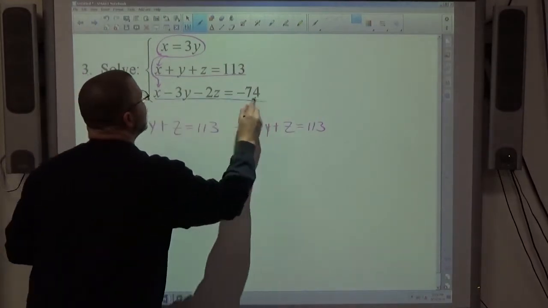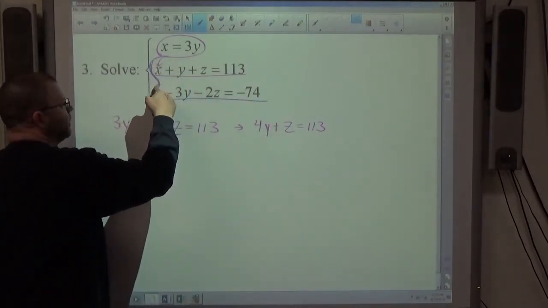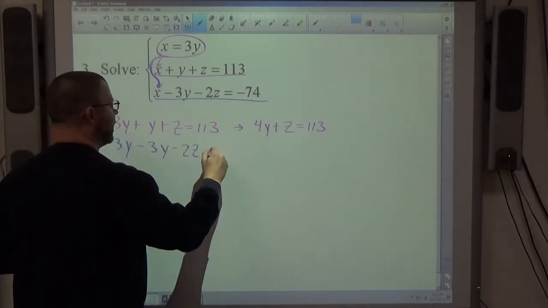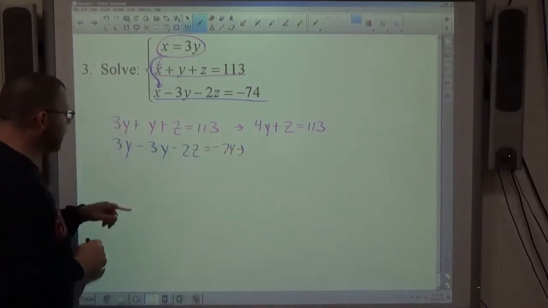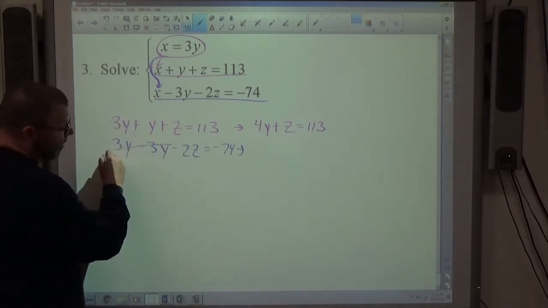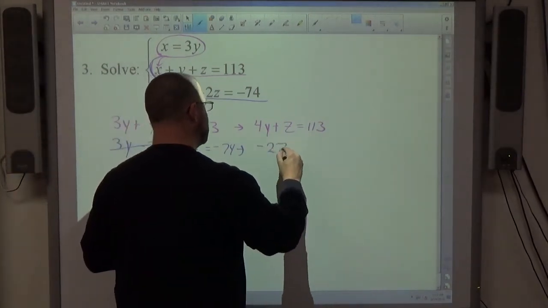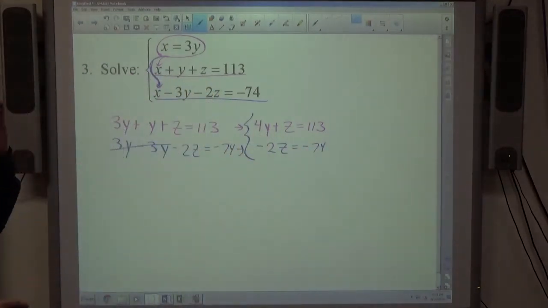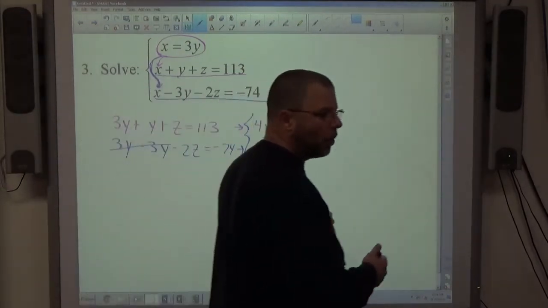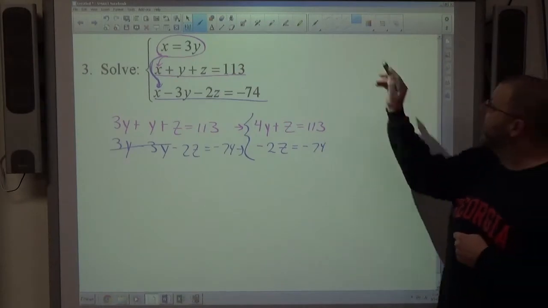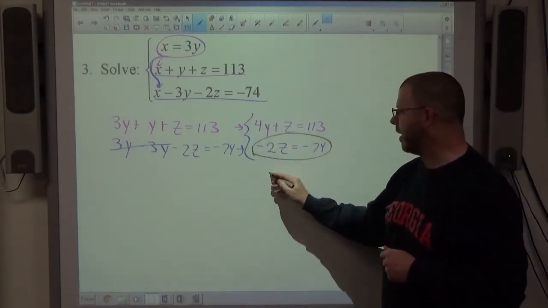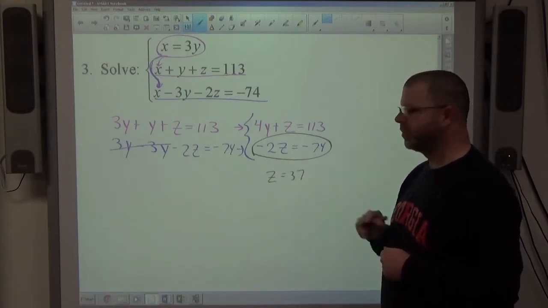This equation here, if I change x into 3y, gets me 3y minus 2z is equal to negative 74. Combining like terms, 3y minus 3y just happens to cancel. I'm left with negative 2z is equal to negative 74. Now, once I've gotten to this point, I'm down to a system of 2 equations with 2 variables. My job is to solve this the easiest way possible. Well, the easiest way possible is to realize that y disappeared. Divide both sides by negative 2, I get z is equal to 37.